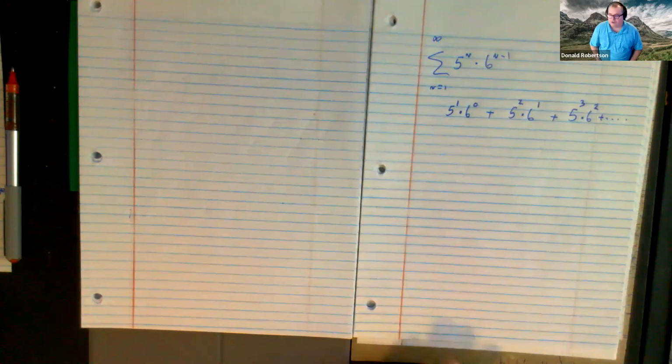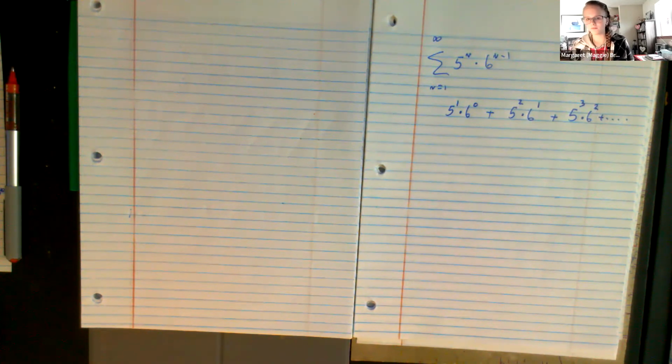That one? Yep. Okay, so I'm just going to write down the first 2 or 3 terms. When n is 1, you get 5 to the 1 times 6 to the 0. Then when you plug in 2, you get 5 squared times 6 to the power of 1. And one more just for luck, 5 cubed times 6 squared, and it goes on like that forever. We're good with that.